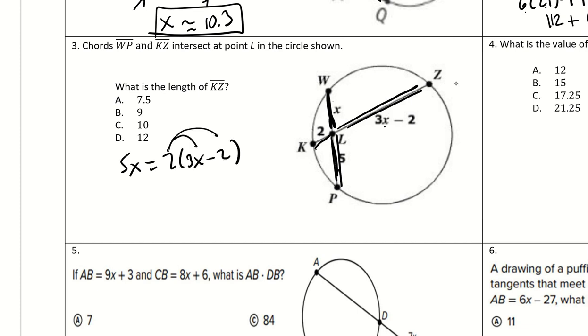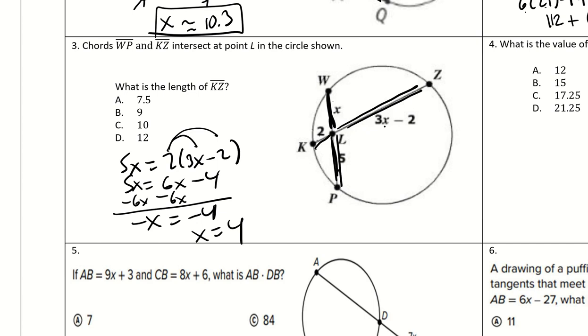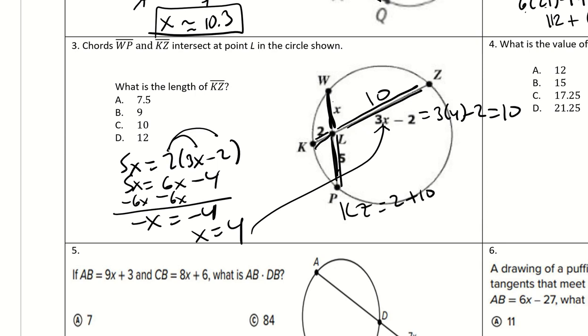So distribute. 2 times 3, and then 2 times 2. Let's see, subtract 6x on both sides. So you get negative x equals negative 4, which means x is 4. Then you're going to plug that in to get KZ. Well, let's plug it in to get this first. So we get 3 times 4 minus 2, which is 12 minus 2, which is 10. So this is 10 and this is 2. So then KZ equals 2 plus 10, which is 12.